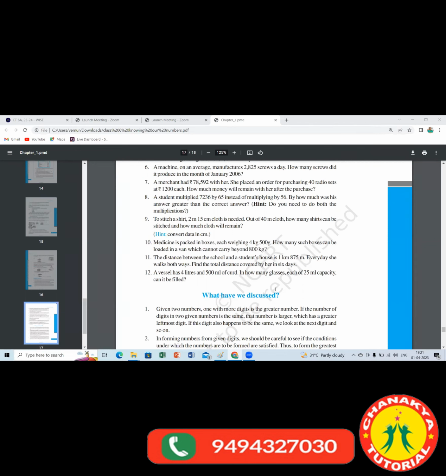You can read question number 8 also, Ashwath. A student multiplied 7,236 by 65 instead of multiplying by 56. By how much was his answer greater than the correct answer? So he should multiply it with 56, but what he did was reverse it: 56 reversed, he wrote 65, and multiplied by 65.